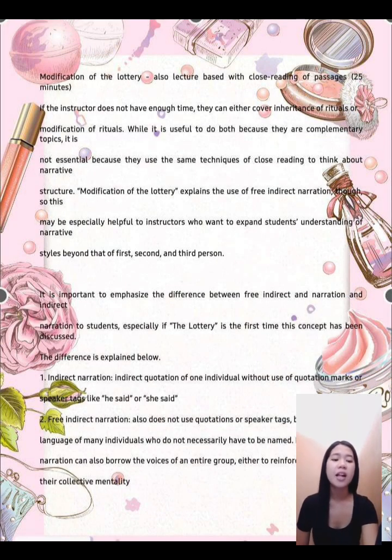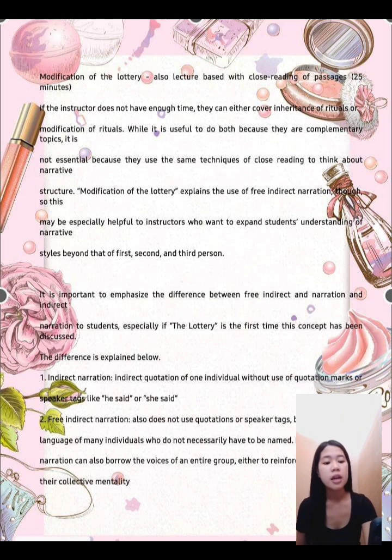Codification of the Lottery, also lecture-based with close reading of passages, 25 minutes will do. I have here the importance of the difference between free indirect and indirect narration to students, especially if The Lottery is the first time this concept has been discussed. The difference is explained below.